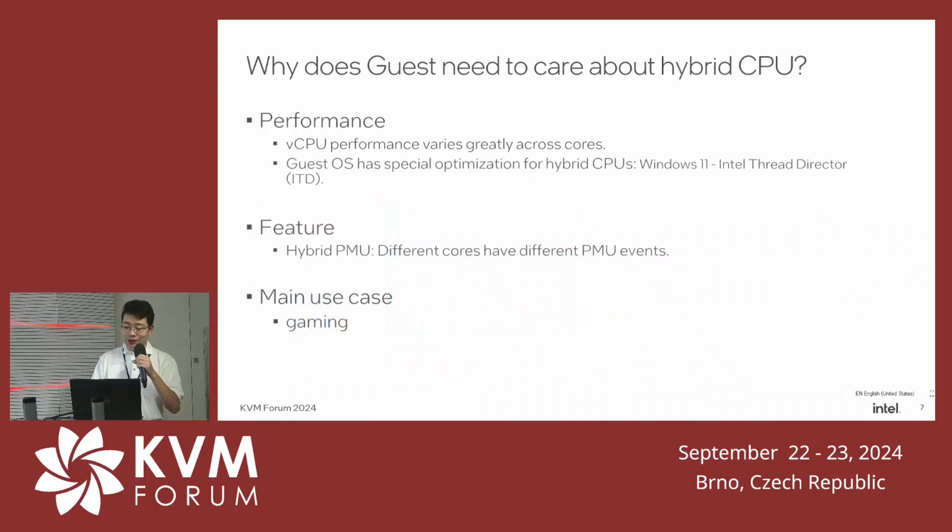Another reason is that some guest OSes have special optimizations for hybrid CPU. For example, Windows 11 optimizes its scheduler based on the Intel Thread Director feature. Another reason is features, for example the hybrid PMU. On a hybrid client platform, different cores have different PMU events. Currently, our hybrid CPU solutions are mainly used for the gaming case because games require better performance, but the client is a resource-limited platform, so any improvement is very important.